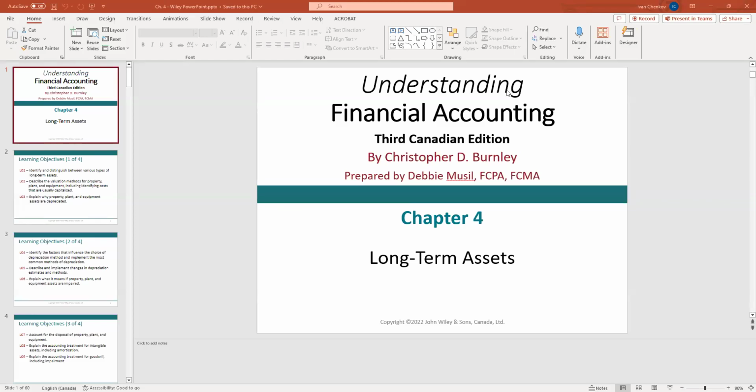Okay, chapter 4 is on the long-term assets. Last time we saw financial reports and the different sets of financial reports that you have to prepare if you become an accountant, or have to read when you become a user of accounting information. The first statement you're going to see is the income statement, which starts with revenue and expenses and finishes with the net income.